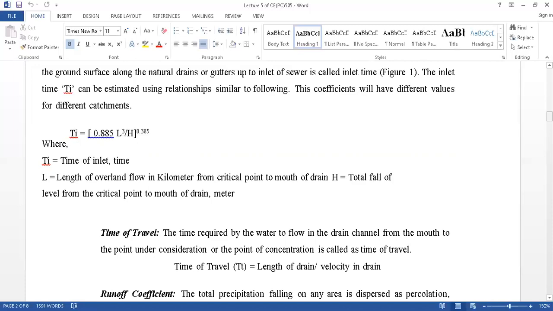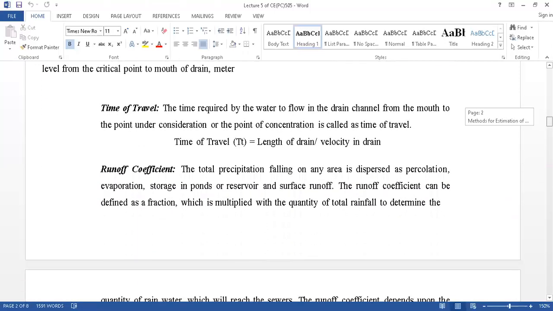Fundamentally, which is very easy, time equals distance divided by velocity. But here I am using an empirical formula for the inlet time, Ti equals 0.885 L to the power 3 divided by H to the power 0.385. Now, the first factor of the time of concentration, the inlet time, I think I have been able to explain to you.